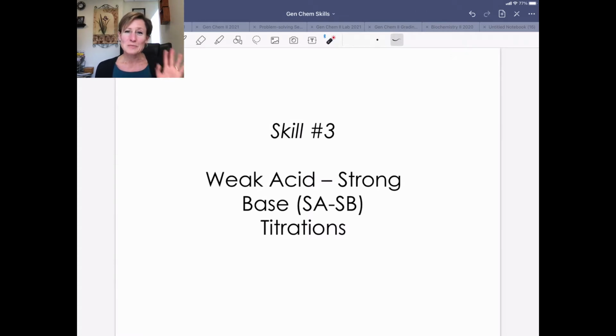So I think this is going to be the shortest video, even though it might be one of the most complicated pieces in our weak strong titration combination. I'm going to be walking through a weak acid strong base titration, but there's also the weak base strong acid titration. The philosophy is sort of the same in terms of how you do the calculations.